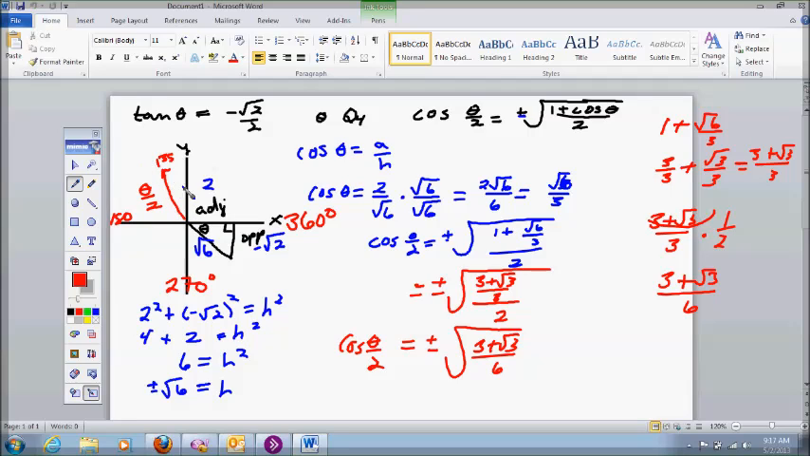So theta halves is in quadrant 2, and cosine in quadrant 2, if you recall, all students take calculus: in quadrant 2, only sine and its reciprocal are positive. Therefore, cosine is negative in quadrant 2. And so my answer, cosine theta halves, is equal to negative square root of 3 plus root 6 over 6.